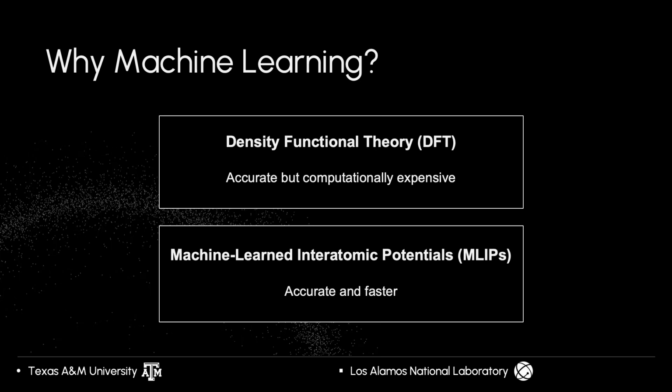But why machine learning? Well, traditional methods like density functional theory are highly accurate because they solve quantum mechanical equations to model electron behavior, but they're also computationally intensive, scaling poorly with system size, making large-scale or long time-scale simulations impractical. That's where machine-learned interatomic potentials come in. Once trained, they can deliver density functional theory level accuracy while running thousands of times faster. Our goal is to develop a machine-learned interatomic potential that is both charge-aware and long-range capable, bridging the gap between density functional theory accuracy and machine learning efficiency.